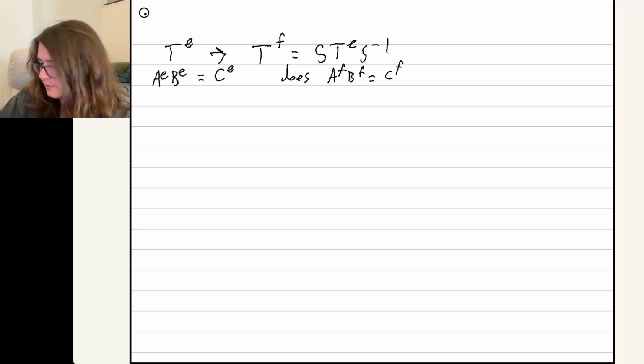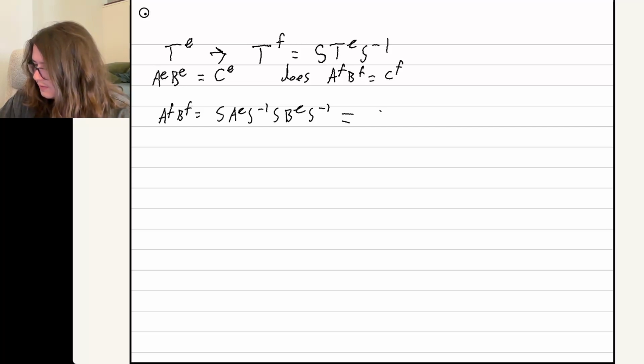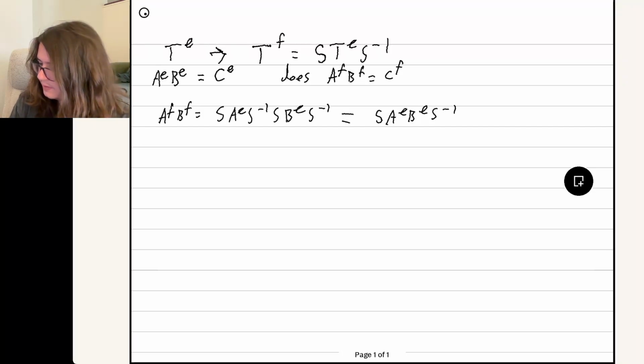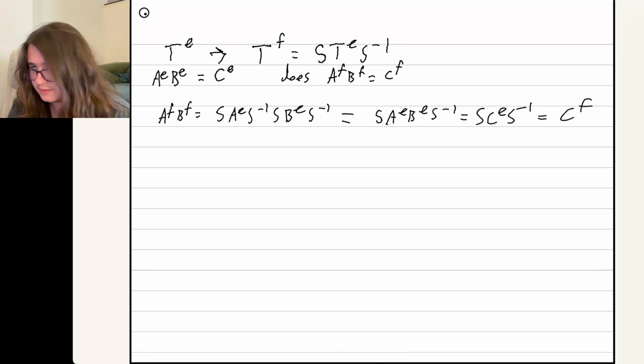Well, what we can do is A_F times B_F. Let's do it like this. A_F B_F is going to be S A_E S inverse times S B_E S inverse, which we know, since S times S inverse is the identity matrix, we can write instead as S A_E B_E S inverse, which we know from this equation is just going to be S C_E S inverse. So that's just the similarity transformation of C, so it's going to be C_F. So yeah, this is a true fact.